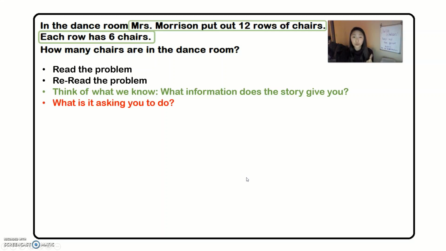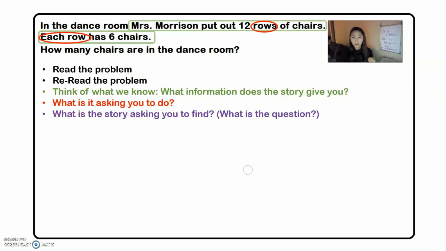What is it asking you to do? Think about the word rows and think about the word each row so that you can figure out what it's asking you to do. Think about the question. How many chairs are in the dance room? Your whole point is you're trying to answer the question. So if you don't know the question, you're going to have difficulties.